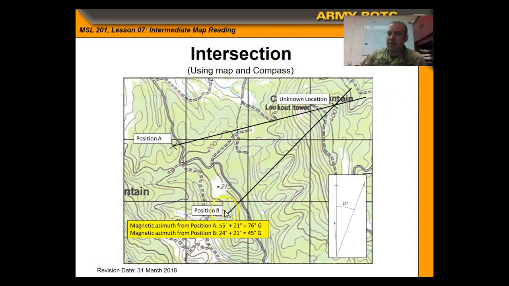Then step 2, your buddy shoots an azimuth from their position to the unknown point. They get a 24 degree magnetic azimuth plus 21 degrees for the declination conversion equals a 45 degree grid azimuth. Again, draw a line from their point up to the unknown point, and wherever those lines intersect, that is where that unknown location is, that unknown target is.